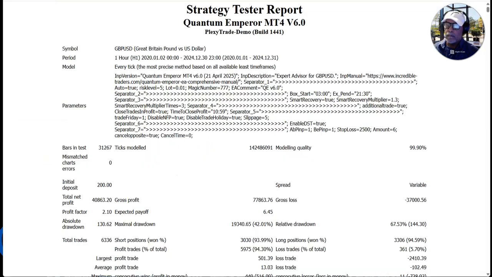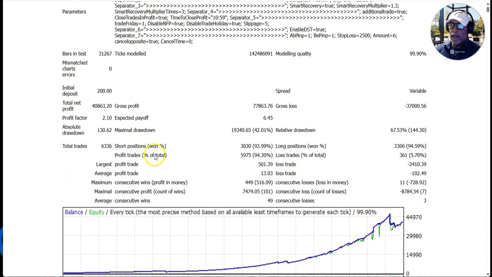First one is right in our sweet spot. So we're looking at, what is this? This is the pound. You see the 1 hour, and it is 60 months, 5 years, 2020 to 2024, the end of that. So again, we're testing 2020, 2021, 2022, 2023, and all of 2024. So here we go, guys. Our initial deposit is $200. That will probably be the minimum that we start with, unless we start with 100 and then just re-up another 100 in our testing.